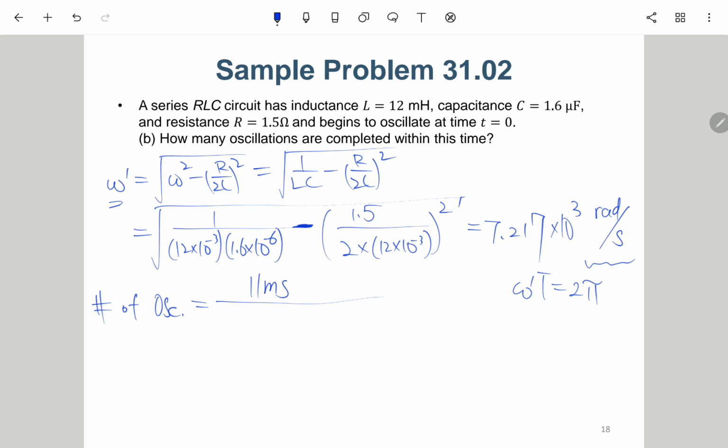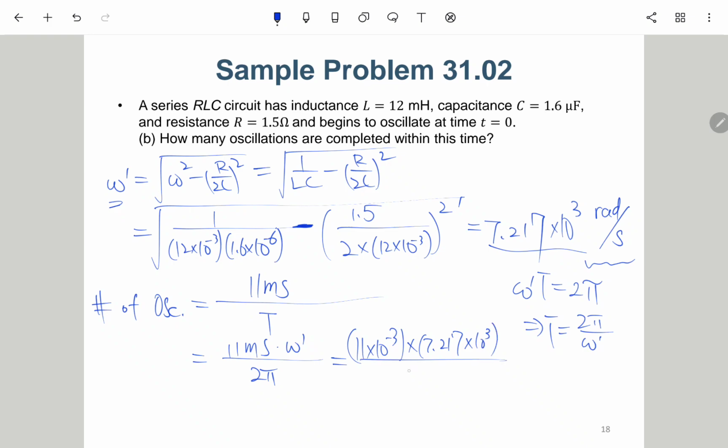So it should be 11 milliseconds divided by the period T. Actually we have T equals 2 pi over omega prime. So here we have 11 milliseconds times omega prime over 2 pi. And then we can put in the numbers: 11 times 10 to the negative third power times 7.217 times 10 to the third power, all over 2 pi. So this is 12.6. We don't have any SI unit for it. It is just a number of oscillations.